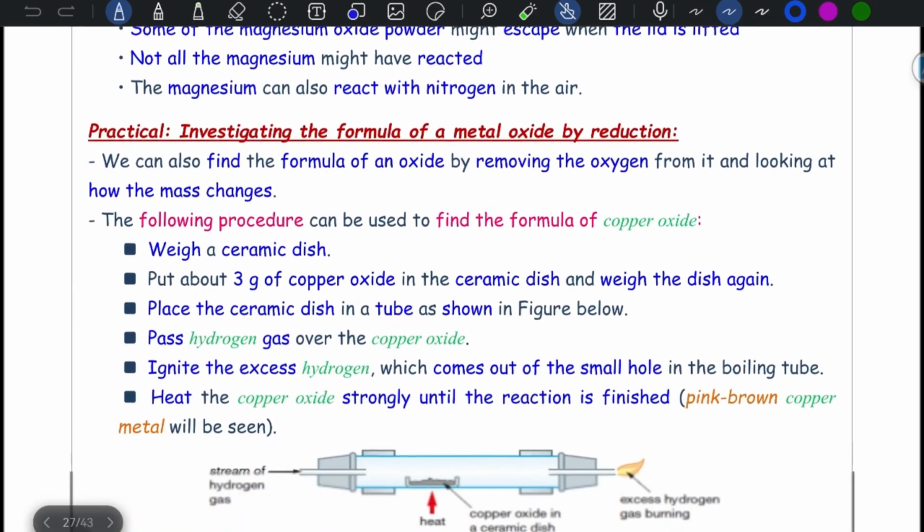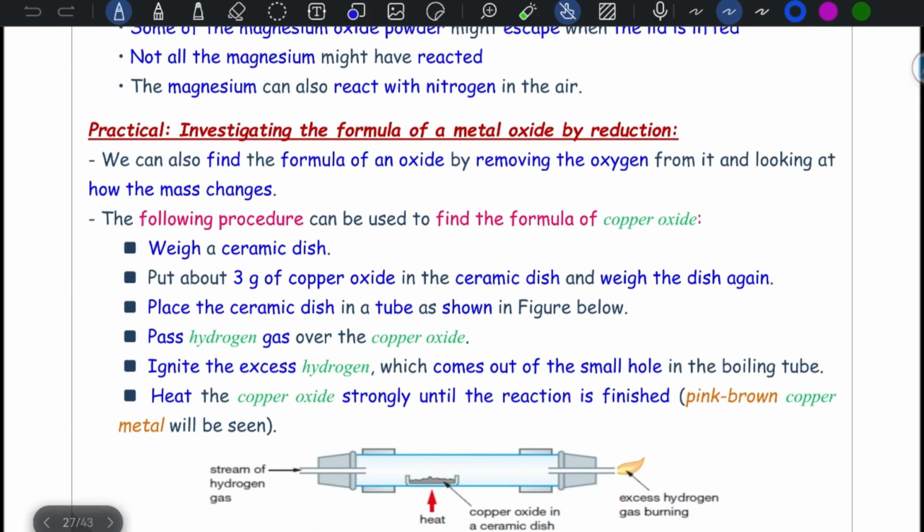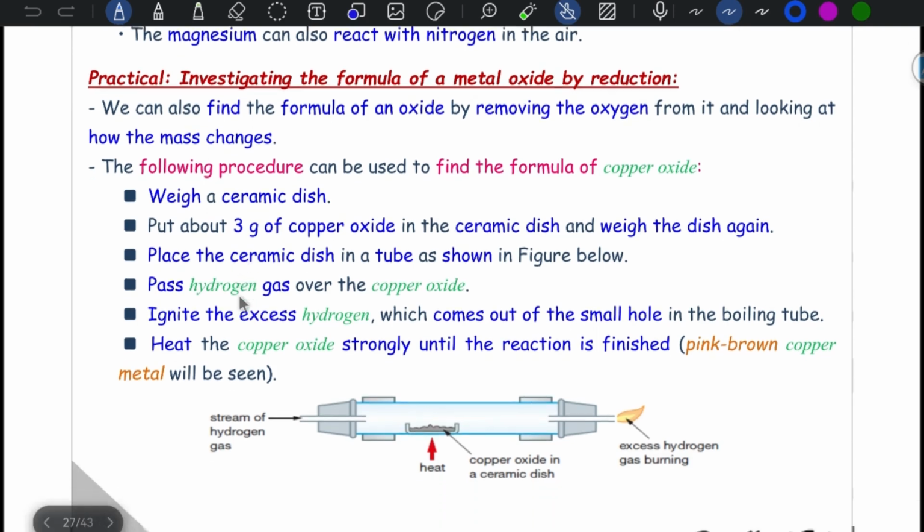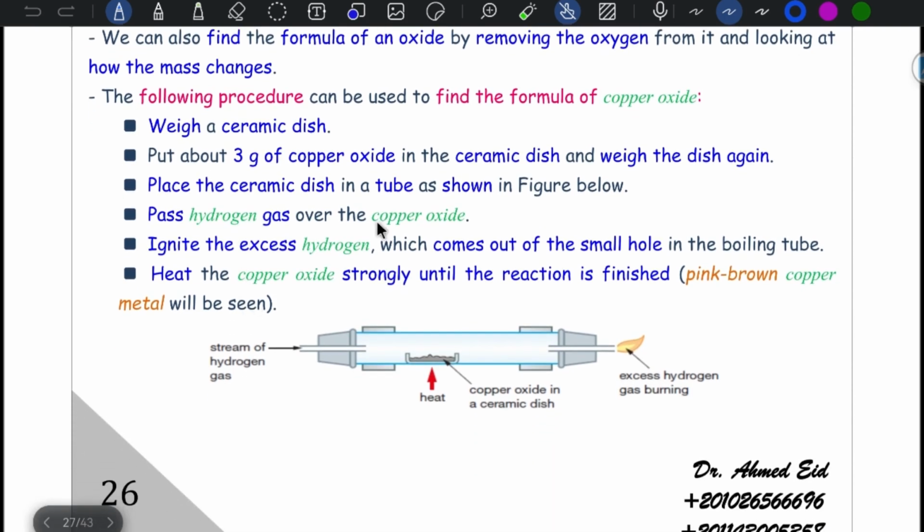Let's take another practical investigation, which is finding the formula of a metal oxide, but this time by reduction. We can also find the formula of an oxide by removing oxygen from it and looking at how the mass changes. The mass will decrease in this case. The following procedure can be used to find the formula of copper oxide. Weigh a ceramic dish like this. Put about 3 grams of copper oxide in the ceramic dish and weigh the dish again. Place the ceramic dish in a tube, as shown in the figure.